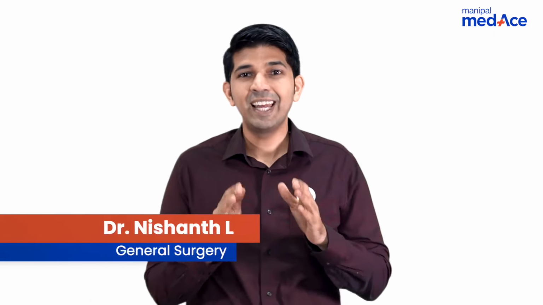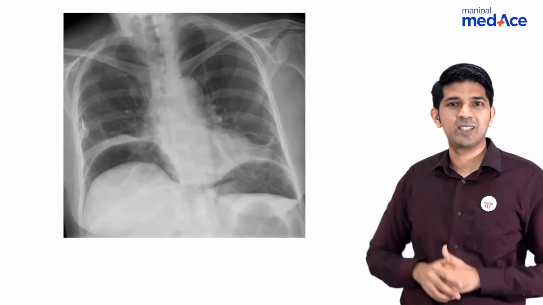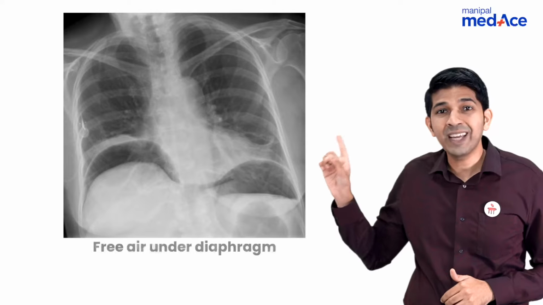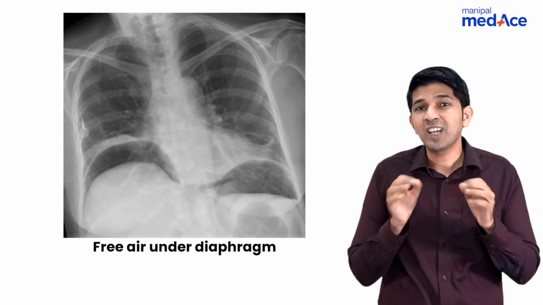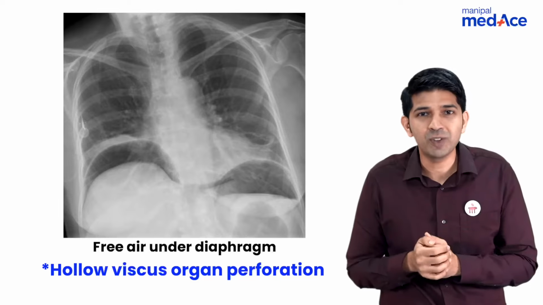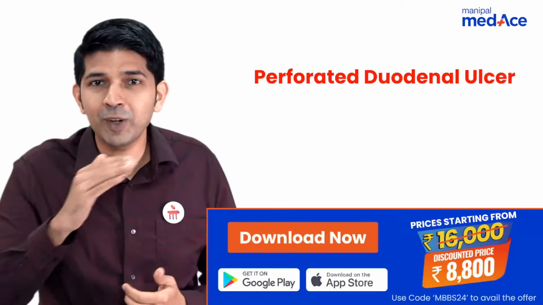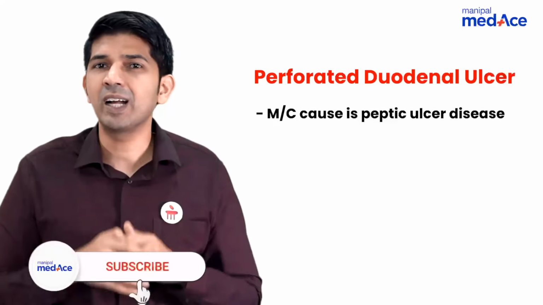Hello everyone. Let's learn how to manage this patient who's come to the ER and the X-ray looks like this. Now what you're seeing here is free air under the diaphragm. So this is suggestive of a hollow viscous organ perforation, and the most common cause for this is a perforated duodenal ulcer. Now what is the most common cause for a perforated duodenal ulcer? That is peptic ulcer disease.